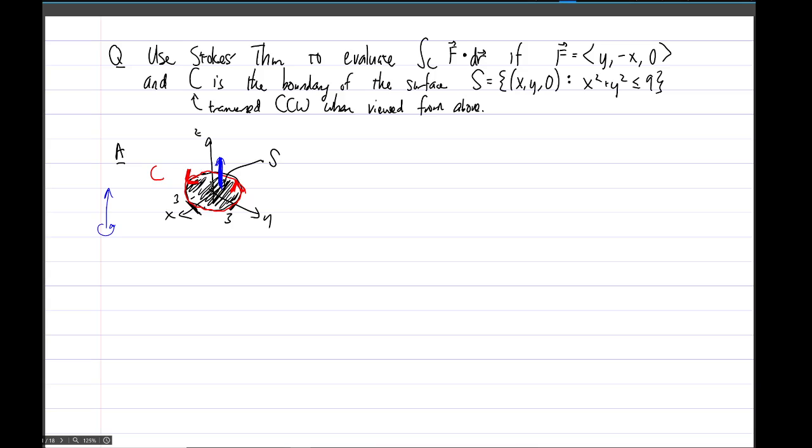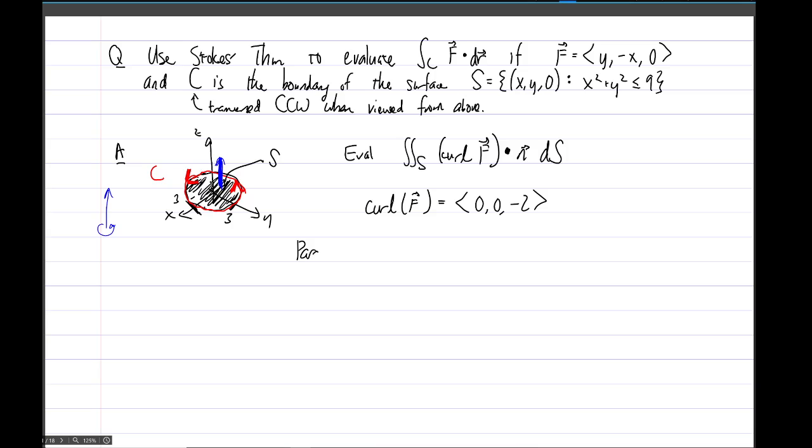Okay, but instead of computing the integral directly, right? Instead of computing the line integral, if we're asked to use Stokes' theorem, that means we should think of evaluating the double integral over the surface of the curl of the vector field dotted with n dS. Well, the curl of F, you'll have to work this out. Okay, set up your cross product. You'll end up with 0, 0, negative 2.